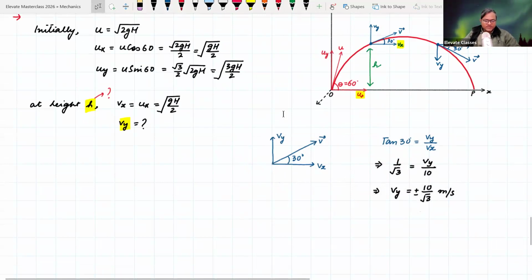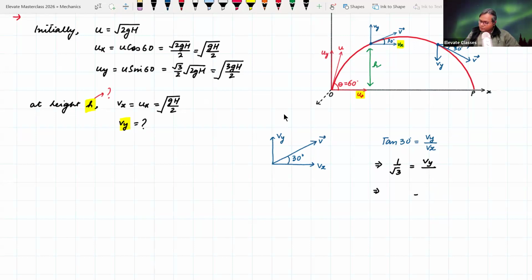We did this calculation and when we did this calculation, tan 30 is equal to vy upon vx, so vx is equal to gh upon 2, so vy comes out to be gh upon 6, plus minus. ठीक है, ये vy आ गया.